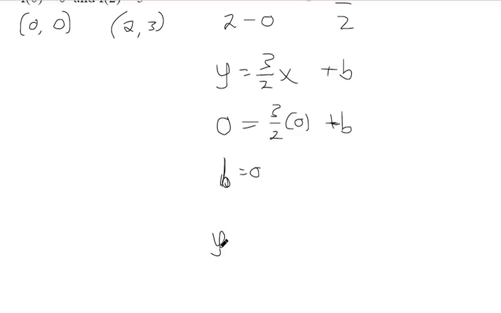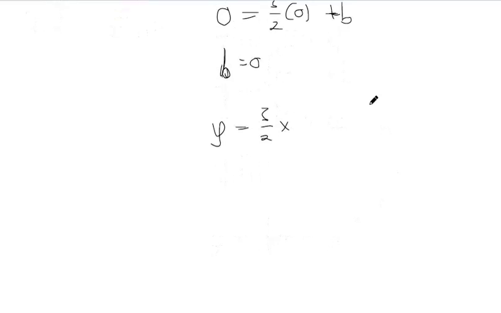So the equation is y equals 3/2 x plus 0. So this equation has a y-intercept of 0 because our b is 0. And it has a slope of 3/2. It means we count up 3, to the right 2, and we put a dot. Up 3, to the right 2, put a dot. So there's our graph.